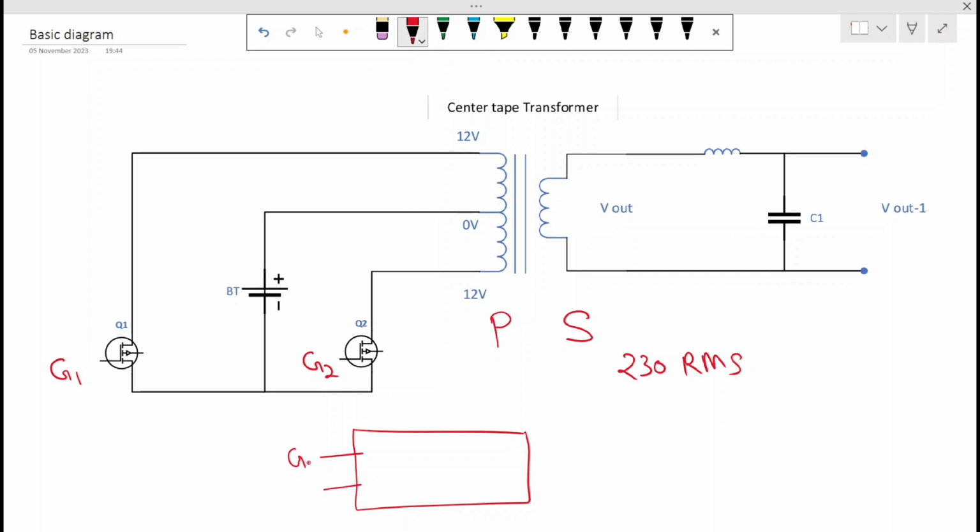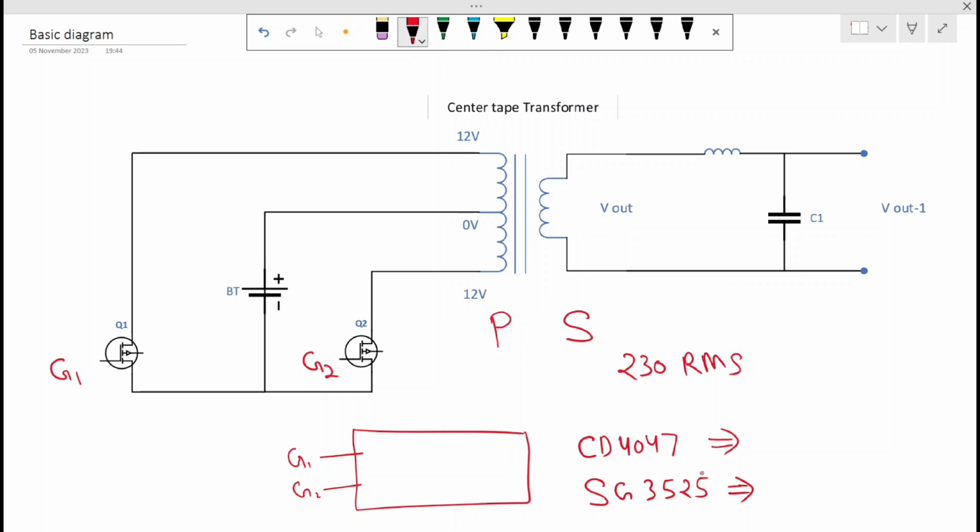So this is the G1 and this is the G2 are getting from the driver IC. The driver IC can be CD4047. This circuitry you can find on Google if you search it. Many circuitries are available, and then one more IC is there, SG3525. This is also a PWM IC. Both are PWM ICs, which can generate PWM with complementary pulses.